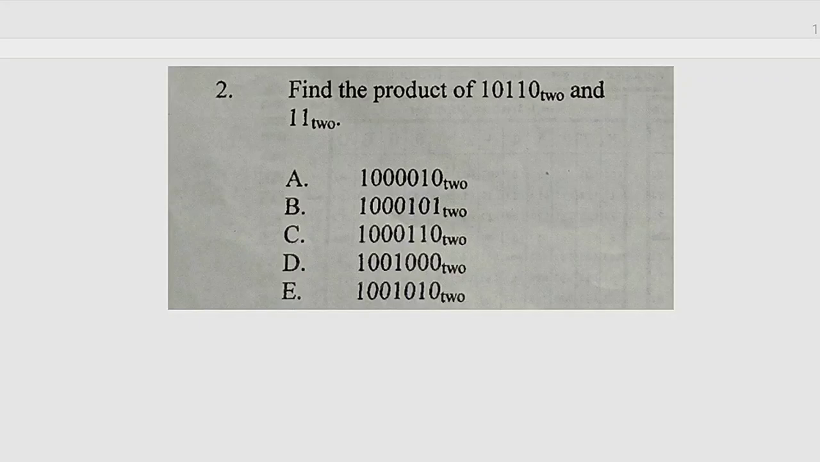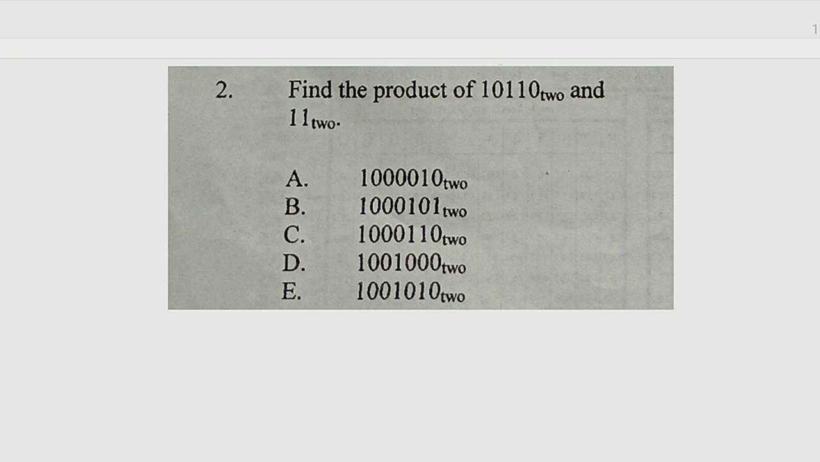We are asked to find the product of 10110 in base 2 and 11 in base 2. So if your calculator can convert between bases, kindly do that before you multiply the numbers. Convert the numbers on the calculator into base 2, multiply these two numbers and pick the right option.